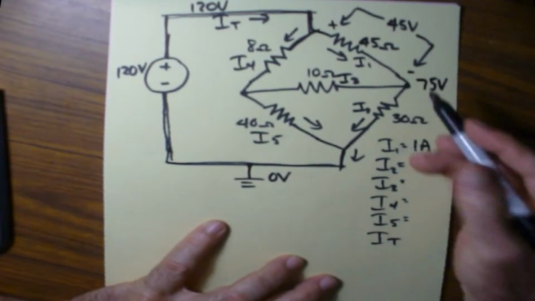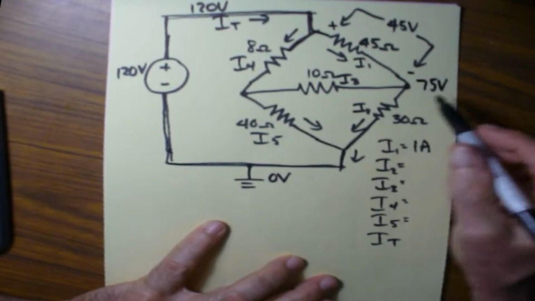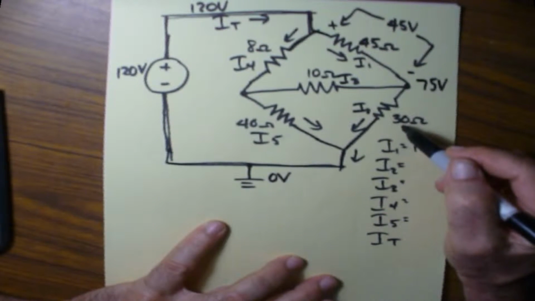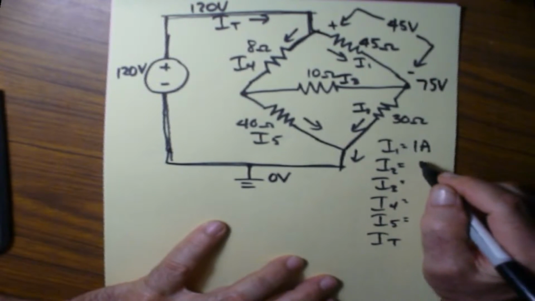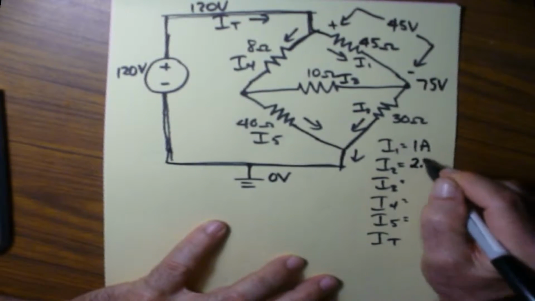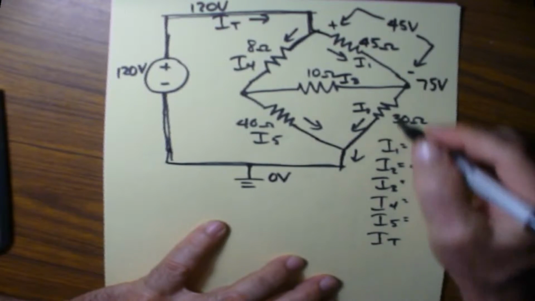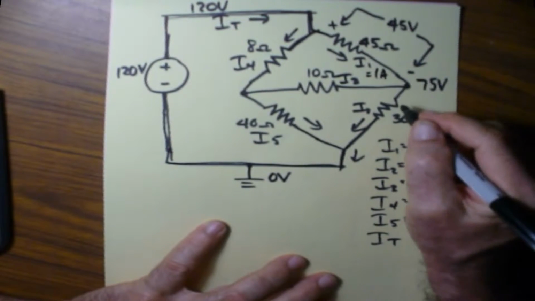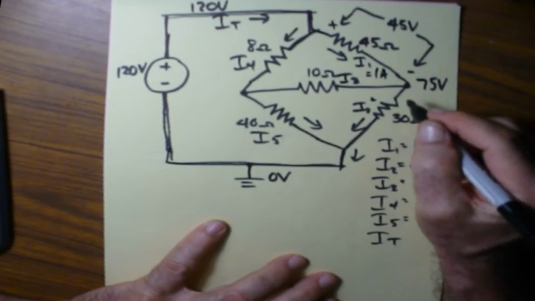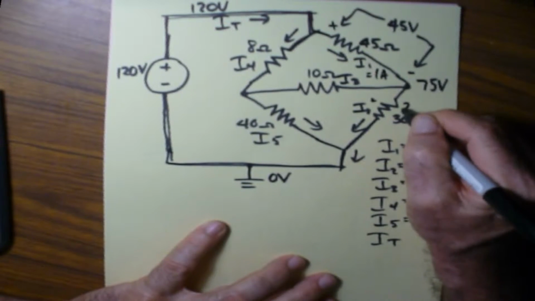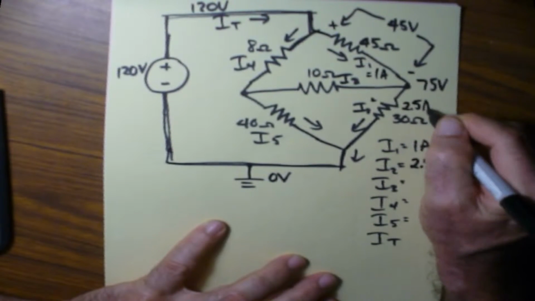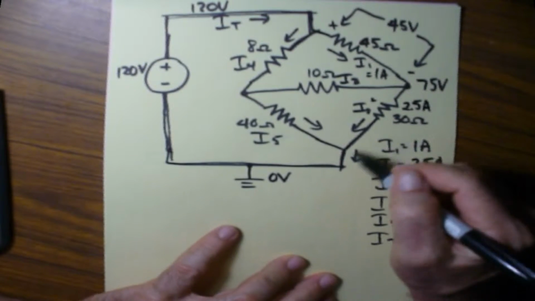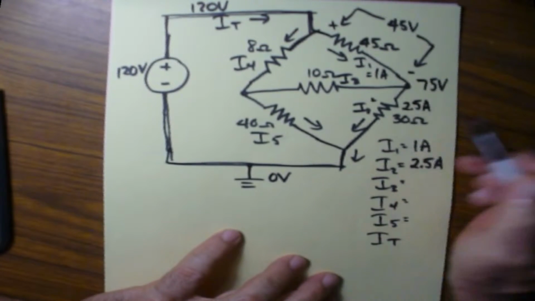Now I2 comes out right away: 75 divided by 30, which is 2.5 amps. So that's pretty simple. I1 equals 1 amp, and I2 equals 2.5 amps. I'm going to write this down over here. So I've got 2.5 amps coming through this leg right away.